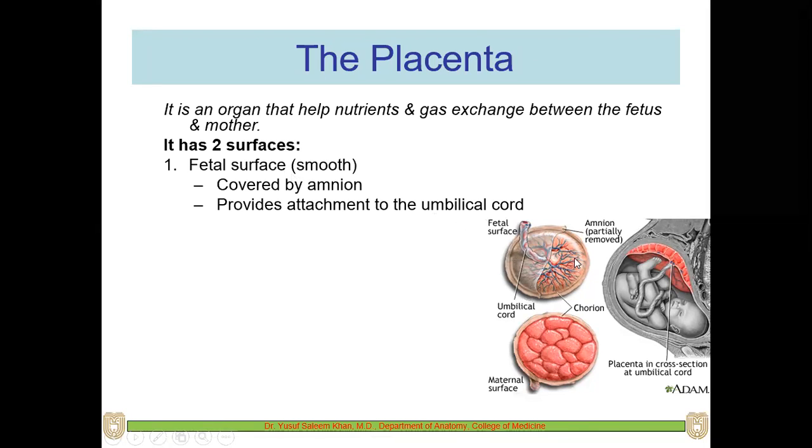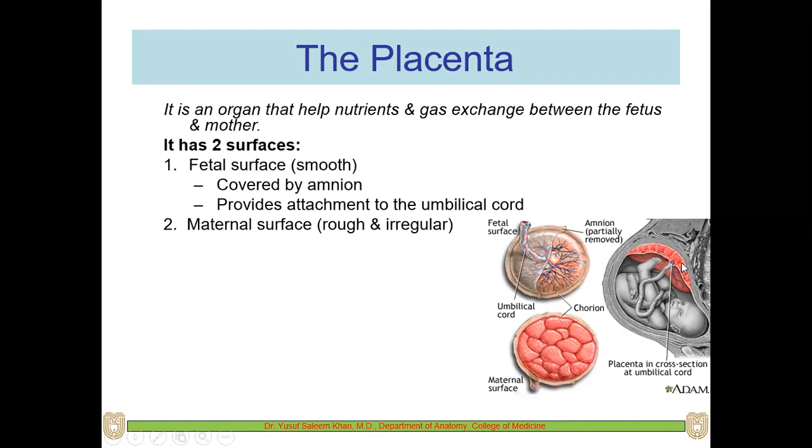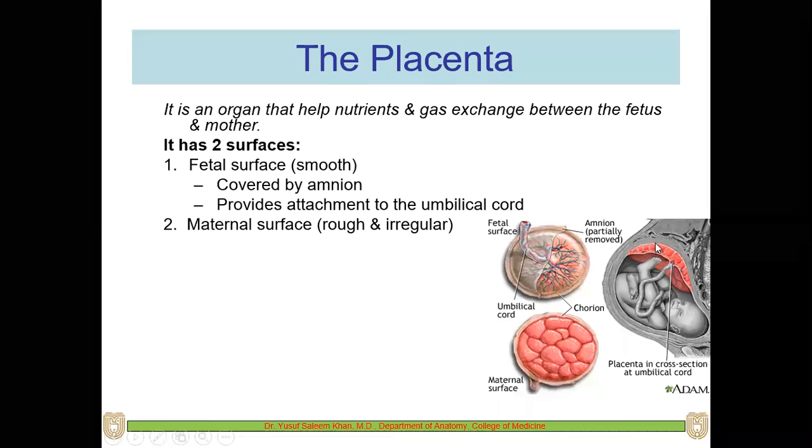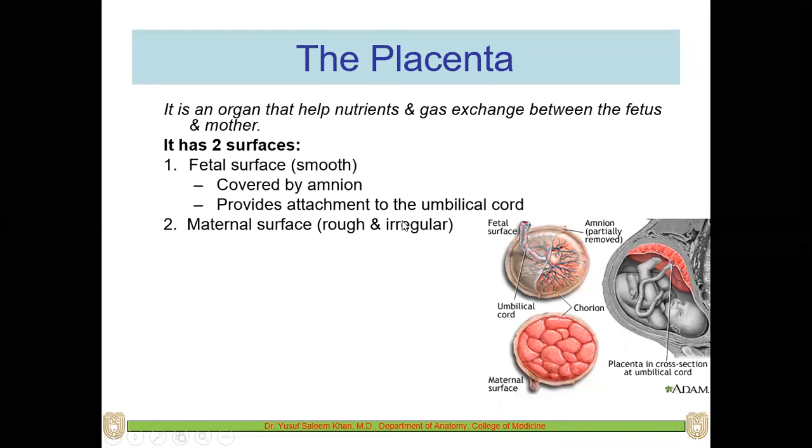So it has two surfaces. What you are seeing is the fetal surface, and the other surface is called the maternal surface. This is the maternal surface, which is attached to the uterus. This is the wall of the uterus here. If you see the maternal surface, it will not be smooth. It is smooth here, but here it is rough as well as irregular.